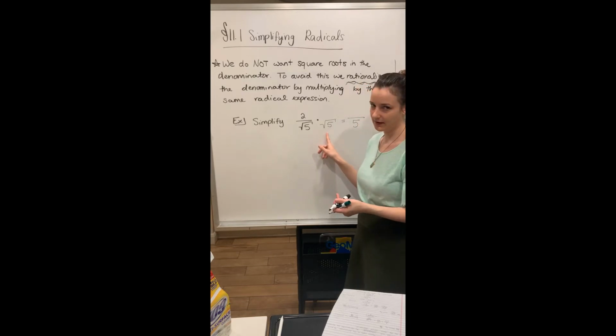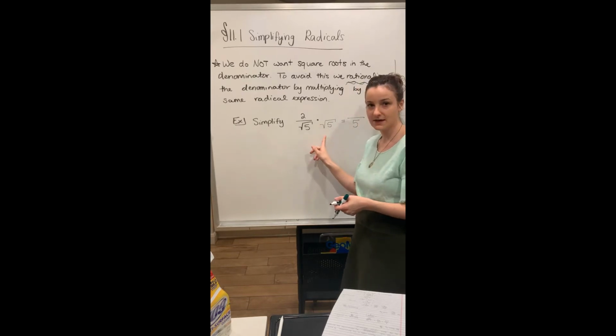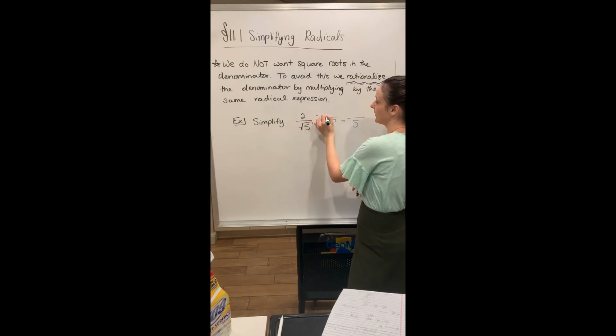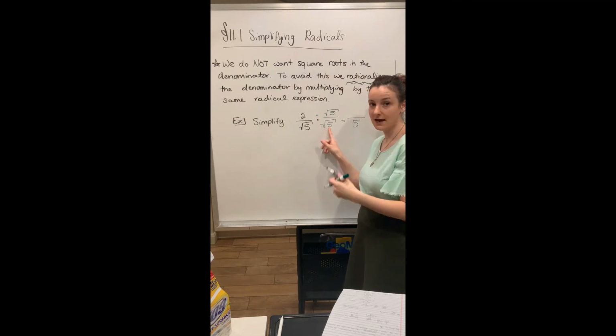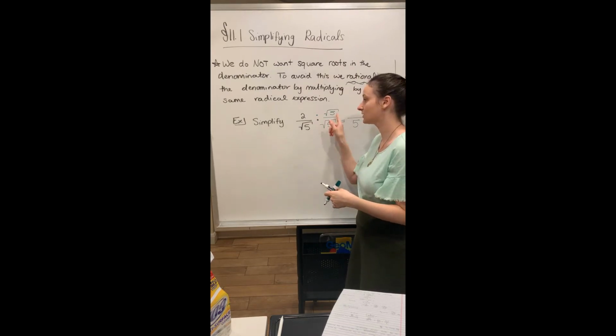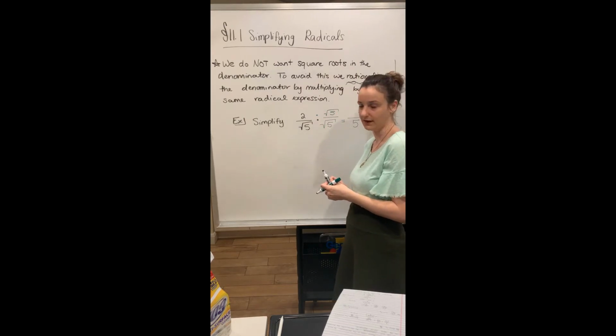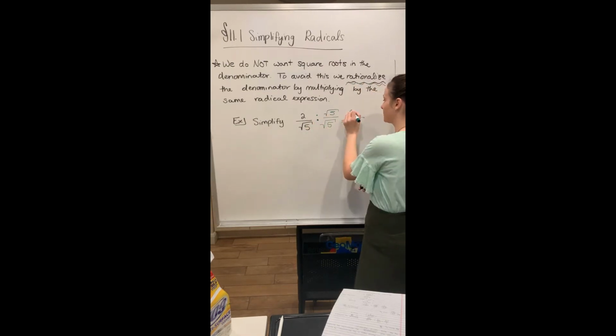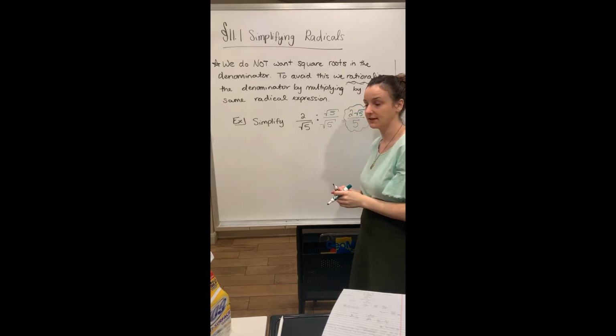However, this isn't fair yet because you know that whatever you do to the denominator of a fraction, you must also do to the numerator of the fraction. So if I multiply the denominator by the square root of 5, I must also multiply the numerator by the square root of 5. And to multiply 2 times the square root of 5, we're going to end up with 2 square roots of 5. Okay? And this is going to be our simplest answer.